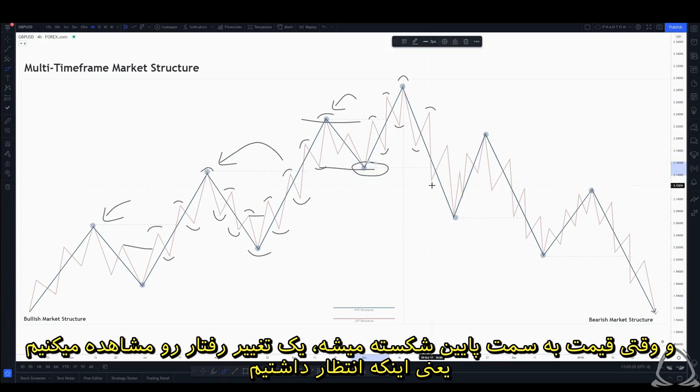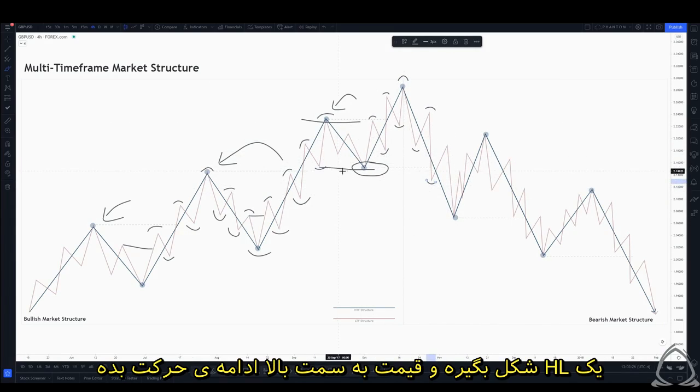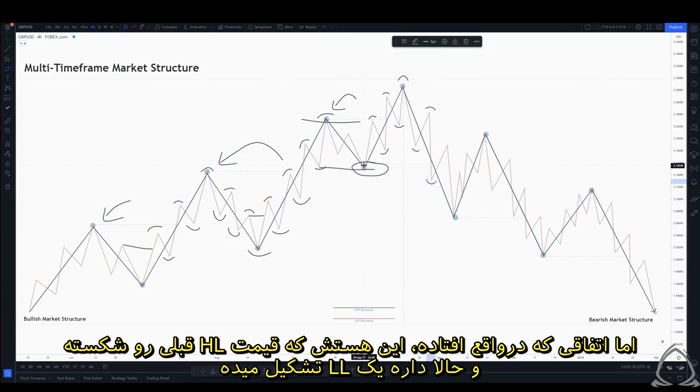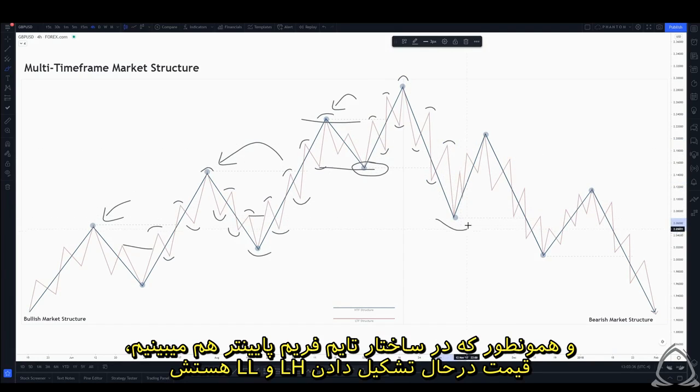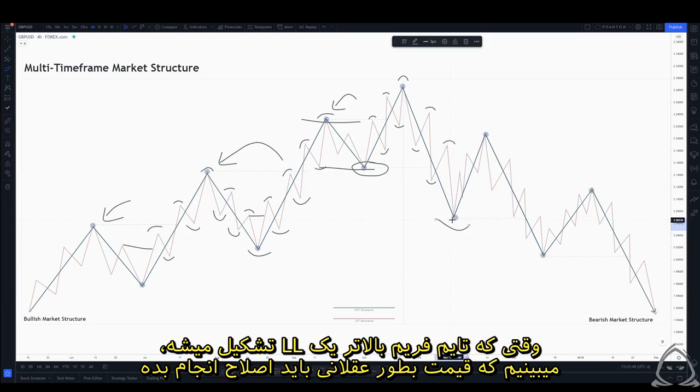And as we break to the downside, what we can now see is a change of character, meaning that we were expecting a higher low to form and price would continue moving to the upside. But what has actually happened is price has broken the previous higher low and is now forming a lower low. And as we can see on the lower time frame structure as well, we're creating lower highs and lower lows. And as the higher time frame puts in a lower low, we can see that price is logically going to start to retrace or correct.